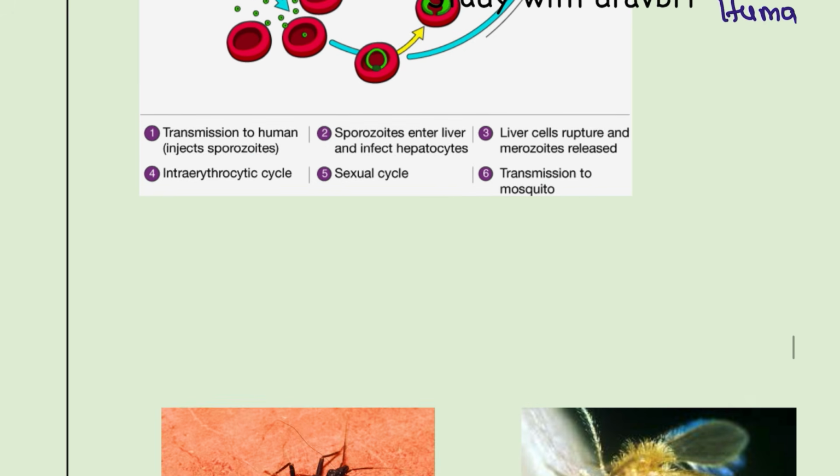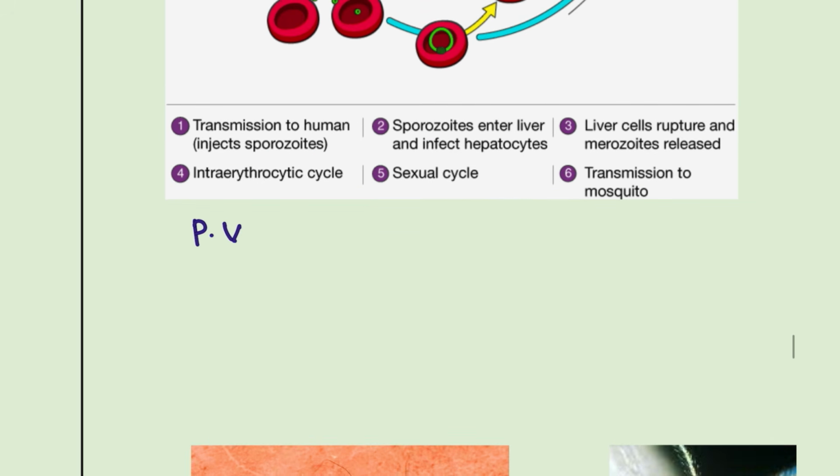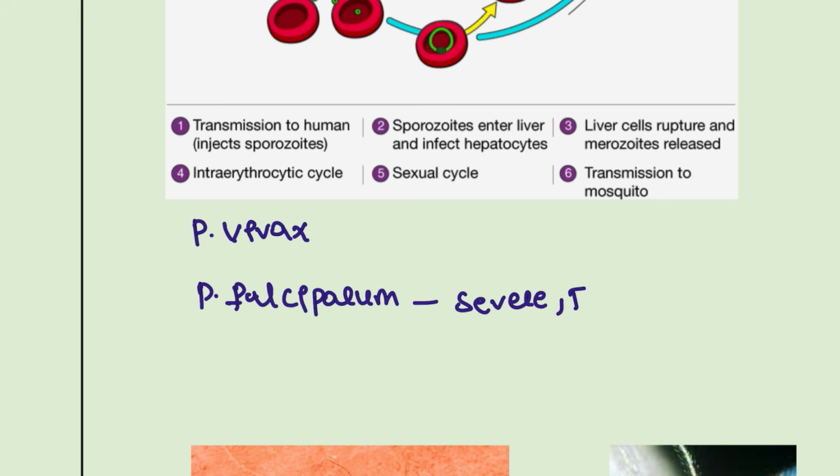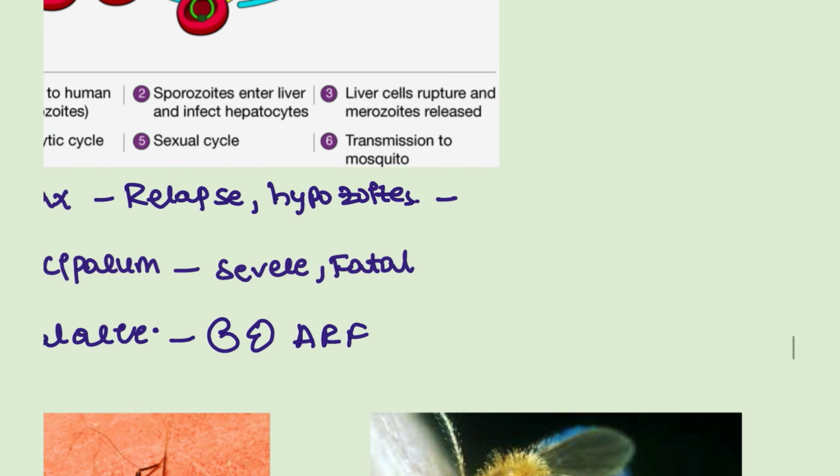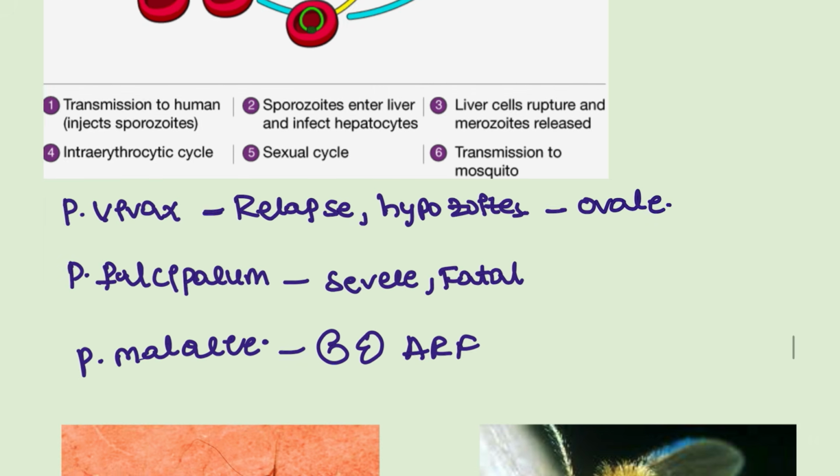Right. So what is the importance of these different types? We are going to see here. The species common in India are Plasmodium vivax and Plasmodium falciparum. Falciparum can be severe and fatal because it can involve the cerebral form also. Vivax is most commonly associated with relapse, and hypnozoites are present with vivax. Next, Plasmodium malariae. This is rare, but if involved, it can severely cause nephrotic syndrome and acute renal failure. Ovale is also associated with relapse.